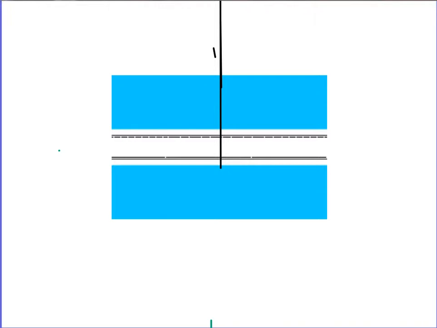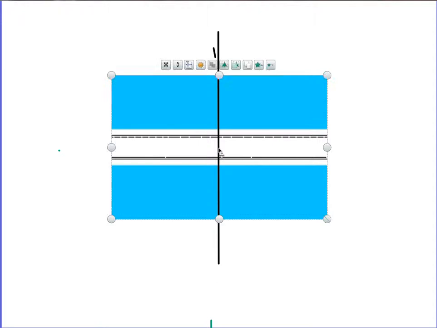I can draw in a vertical line of symmetry. Let's get rid of this one. I can draw in a vertical line of symmetry. The left is a mirror image of the right.